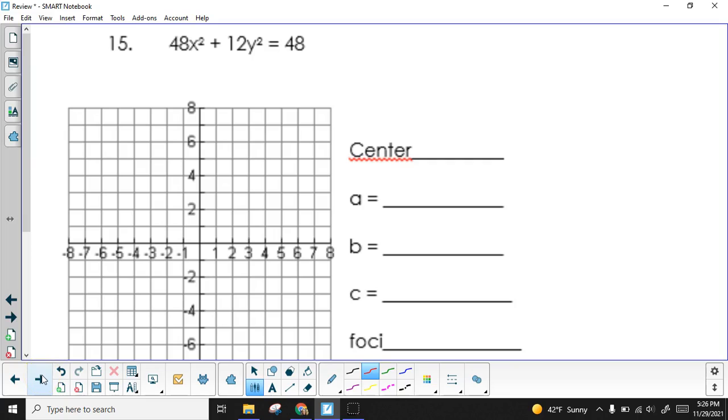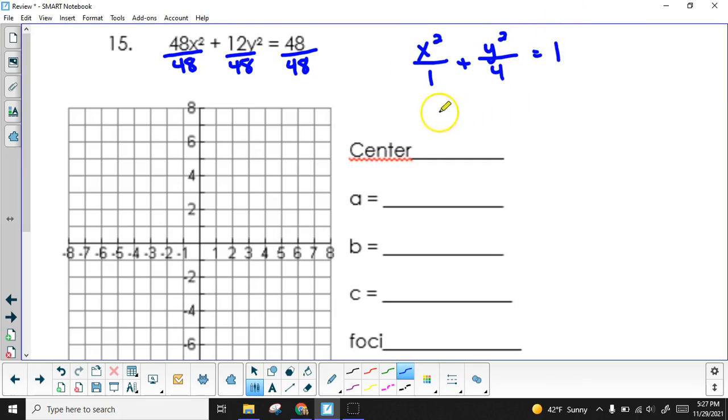Moving on to number 15. This is an ellipse, but it's not quite in the right form for an ellipse. For an ellipse, we need to have numbers underneath our x squared and our y squared, and our right-hand side needs to be equal to 1. So we need to divide by this constant, which is 48, divide the x term by it, divide the y term, and divide the right-hand side. Then we get a simplified equation of x squared over 1 plus y squared over 4 equals 1. For this ellipse, our center is 0, 0.